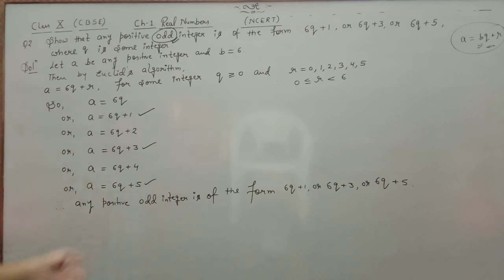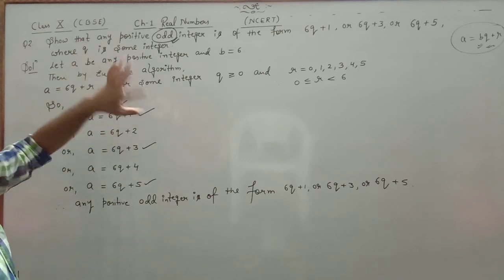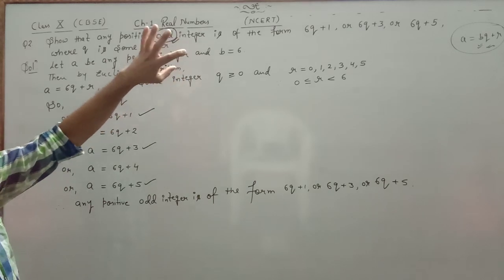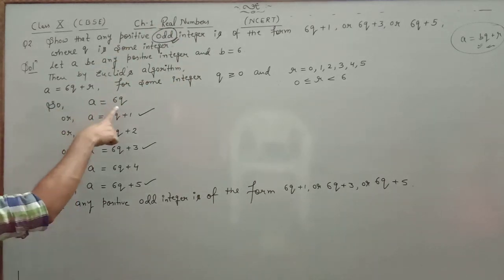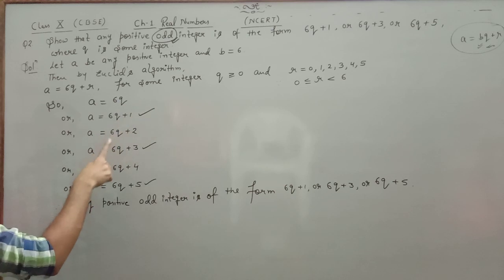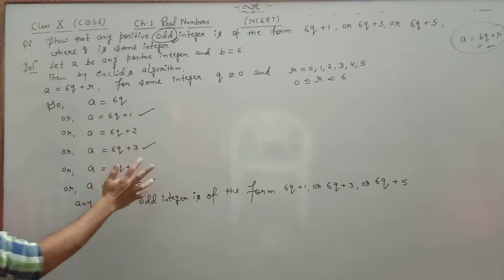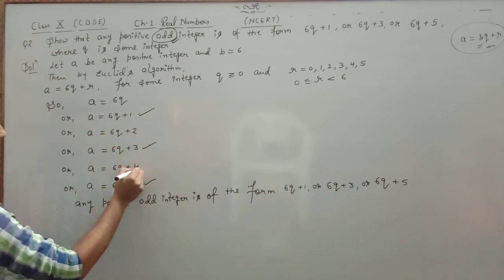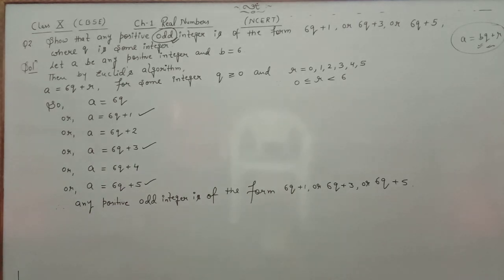Suppose in this question one more part is here: also find any positive even integers. So even integers may be 6q plus 2 or 6q plus 4. So this type of question is clear? Now the next question.